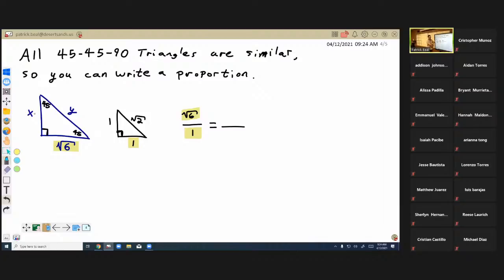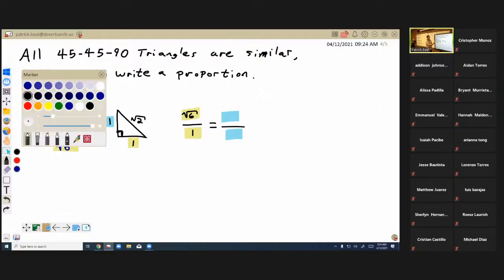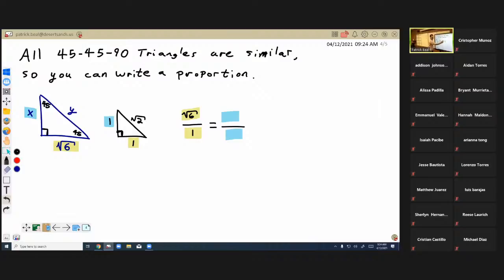And then you could do x over 1 right here. So you do the square root of 6 over 1 and then x over 1. You guys have to match up the yellow sides and then match up the blues, make a fraction using the blue sides. And then you can solve that proportion by cross multiplying.